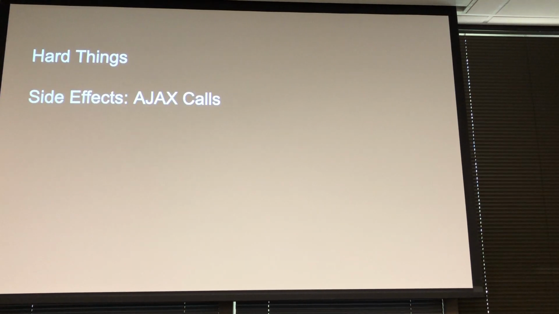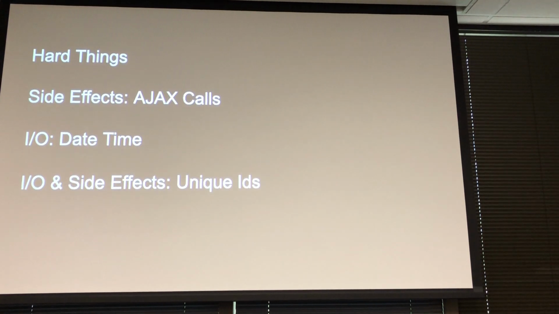The hard things in testing are things like side effects, so AJAX calls being probably the biggest one that we almost all have to deal with. I/O, such as date, time, and things like unique IDs. So these are all things that happen external to the system or change on every run of a function. And then the things that are kind of in the middle. Sometimes you can get around with them without any sort of mocks or anything like that, and sometimes you do need mocks. So those are things like black boxes.